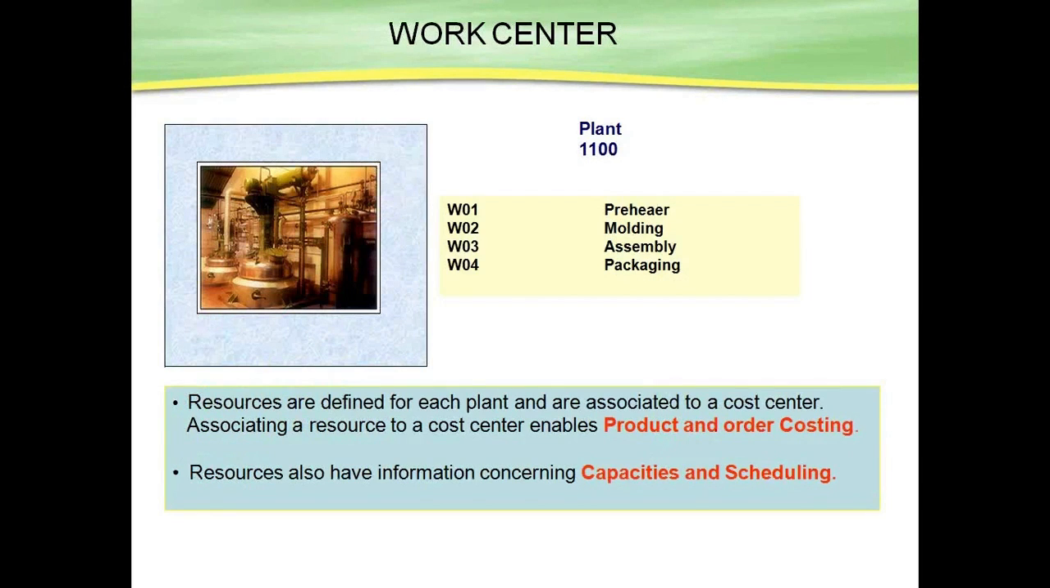This is an example of a work center. Here in plant 1100, I have created four work centers: a preheater, molding, assembly, and packaging. Suppose you bought some plastic granules for bottle manufacturing, and you want to preheat them so that energy will be saved. The preheating will be done at the W01 work center, the final molding of your bottle will be done at W02, the assembly of the bottle, meaning the cap fixing, will be done at W03, and finally the packaging will be at W04. So this is the list of work centers used in bottle manufacturing. It is also used for capacity, scheduling and product costing.